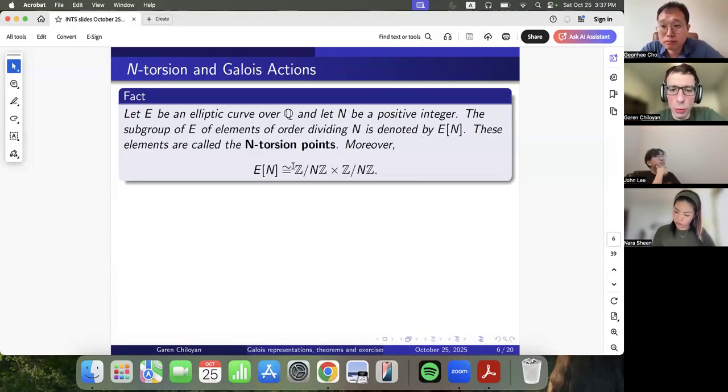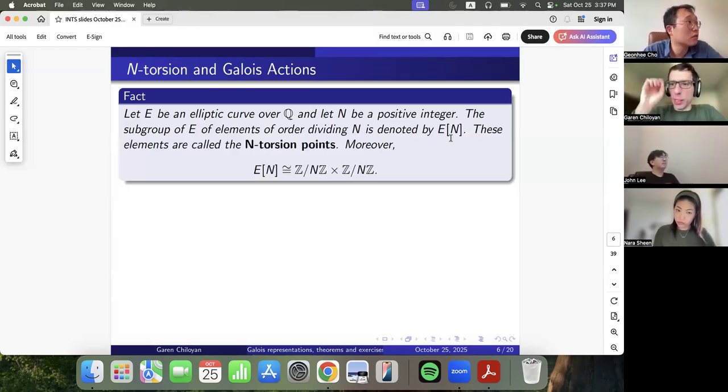Moreover, we know the group theoretic structure of E bracket N. It's the same thing as Z mod NZ squared. This is extremely, extremely important. Just the fact that we know what E bracket N is, and the fact that it's the same all the time, it's really amazing.